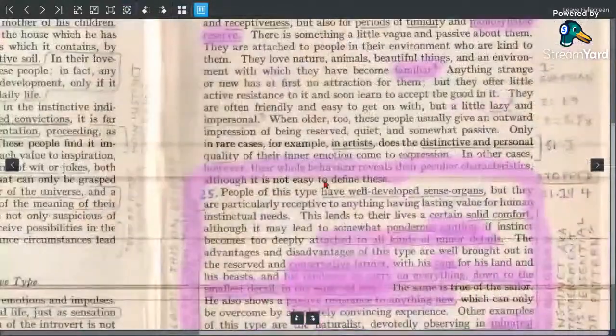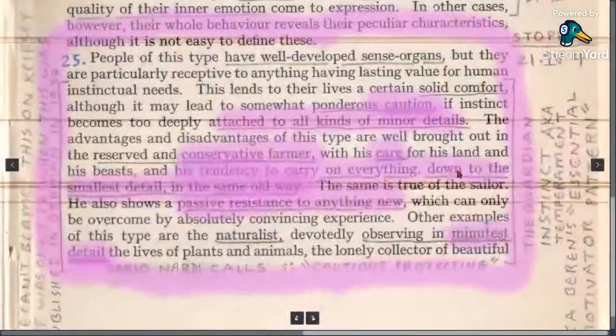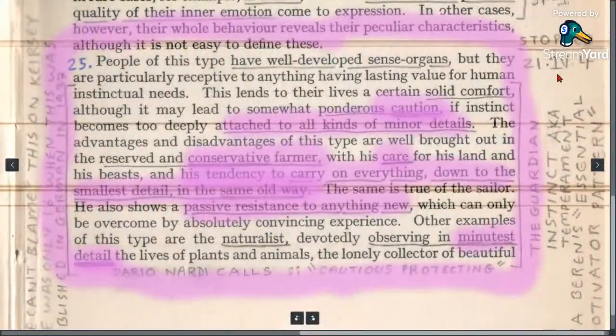If you're accustomed to something, you're familiar with it. People of this type have well developed sense organs, but they are particularly receptive to anything having lasting value for human instinctual needs. This lends to their lives a certain solid comfort, sensing, going towards the comfortable, although it may lead to somewhat ponderous caution.